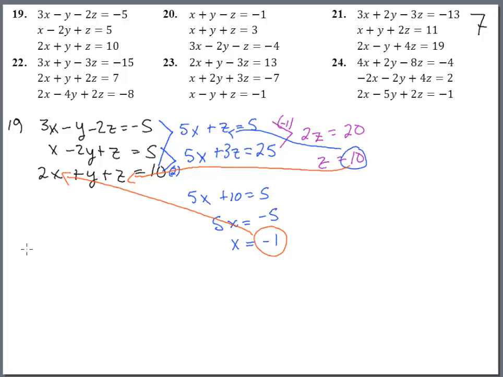And so we get 2 times -1 is -2 plus y, we don't know what y is yet, plus z is plus 10 equals 10. This is y plus 8 equals 10, subtract 8 and we get y equals 2. So that means our end result is -1 for x, 2 for y, and 10 for z.